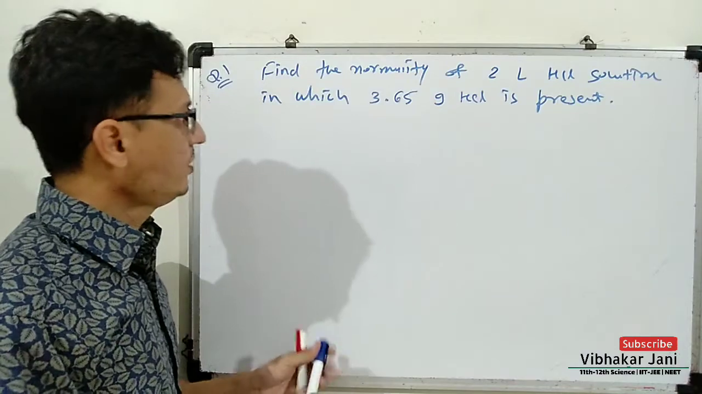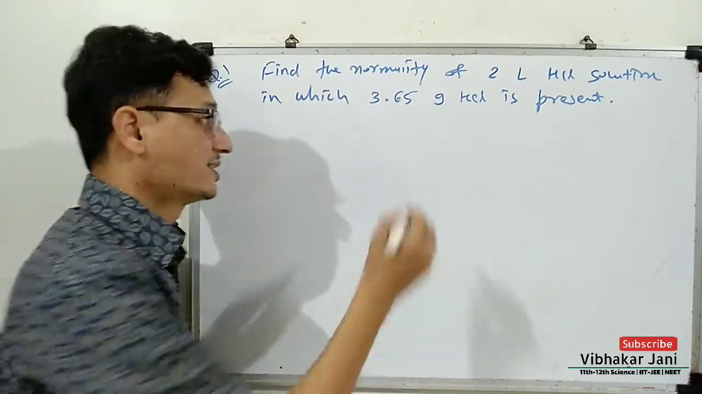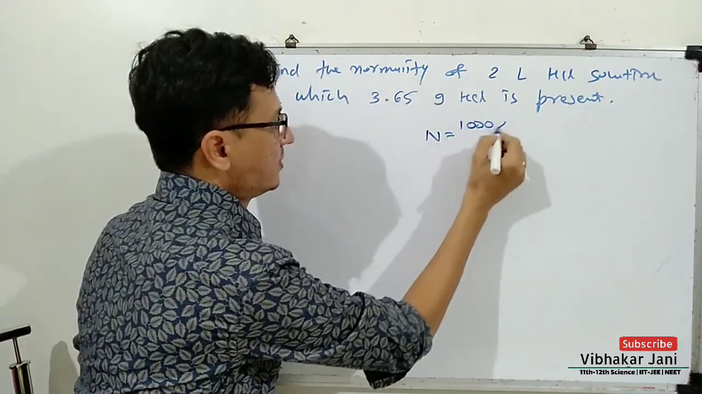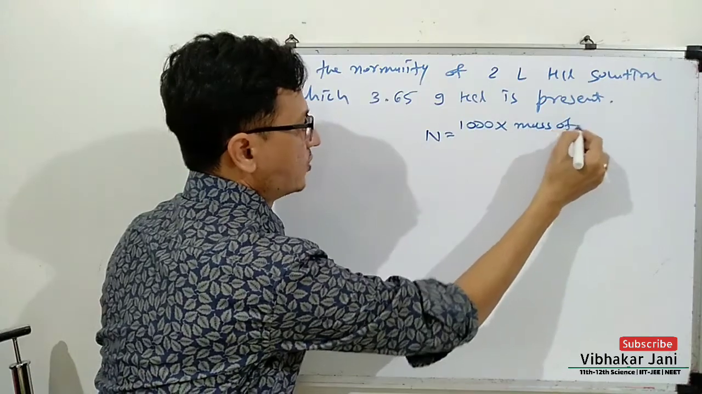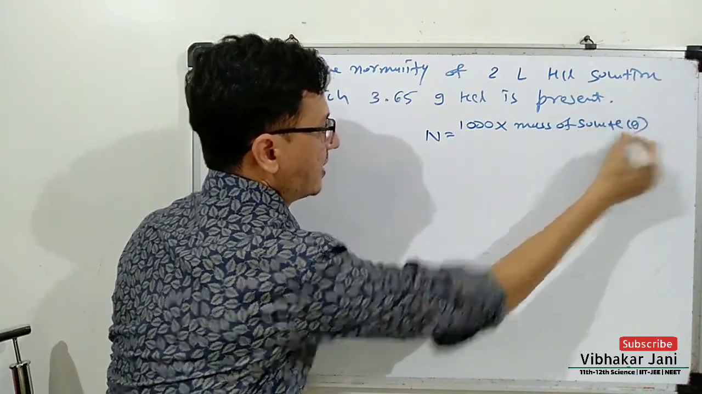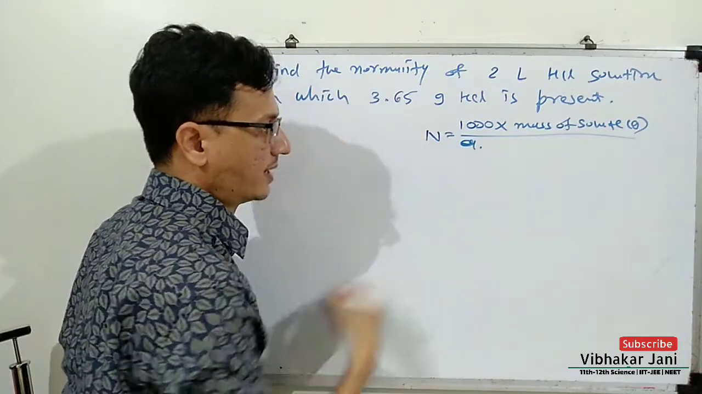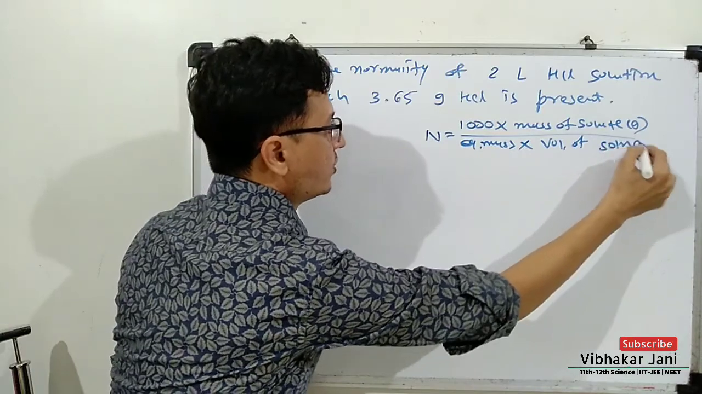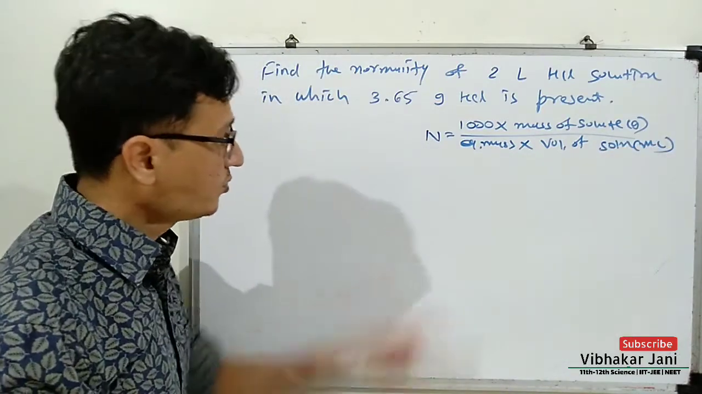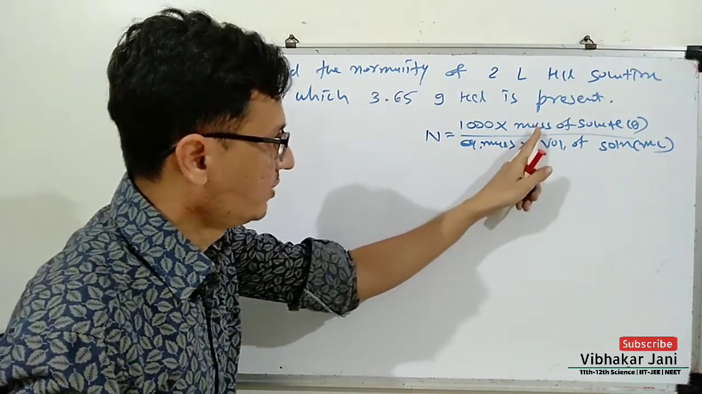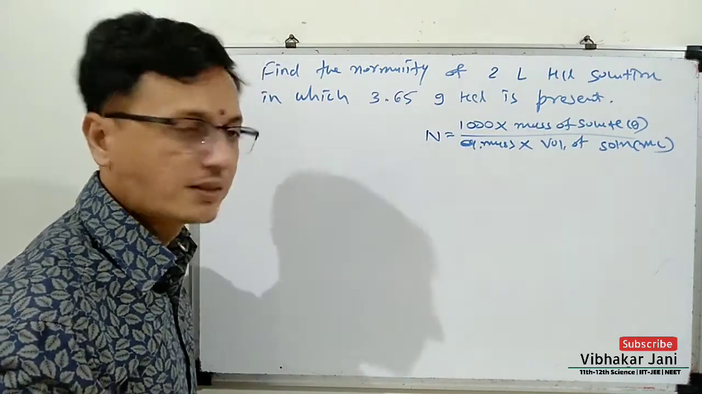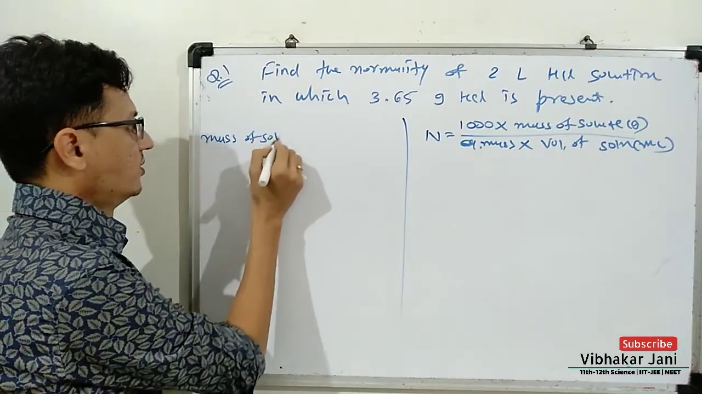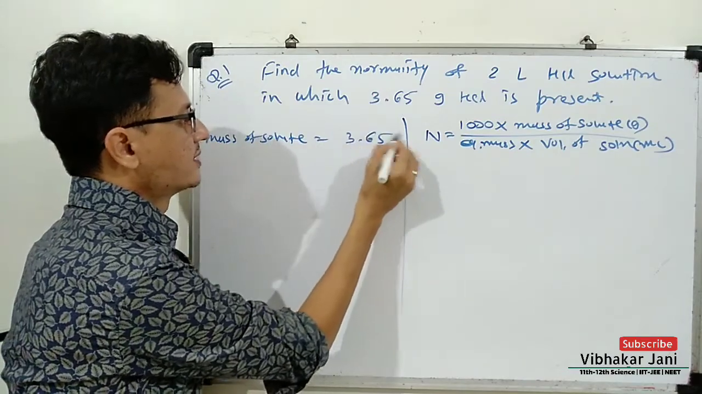So here first of all, we are asked to find normality. So just write the formula of normality again. Normality is equal to 1000 multiplied by mass of solute in gram upon equivalent mass multiplied by volume of solution in milliliter. Now to find normality, we must have the value of mass of solute. Here it is given 3.65. So let us make a list. Mass of solute, that is 3.65 gram.